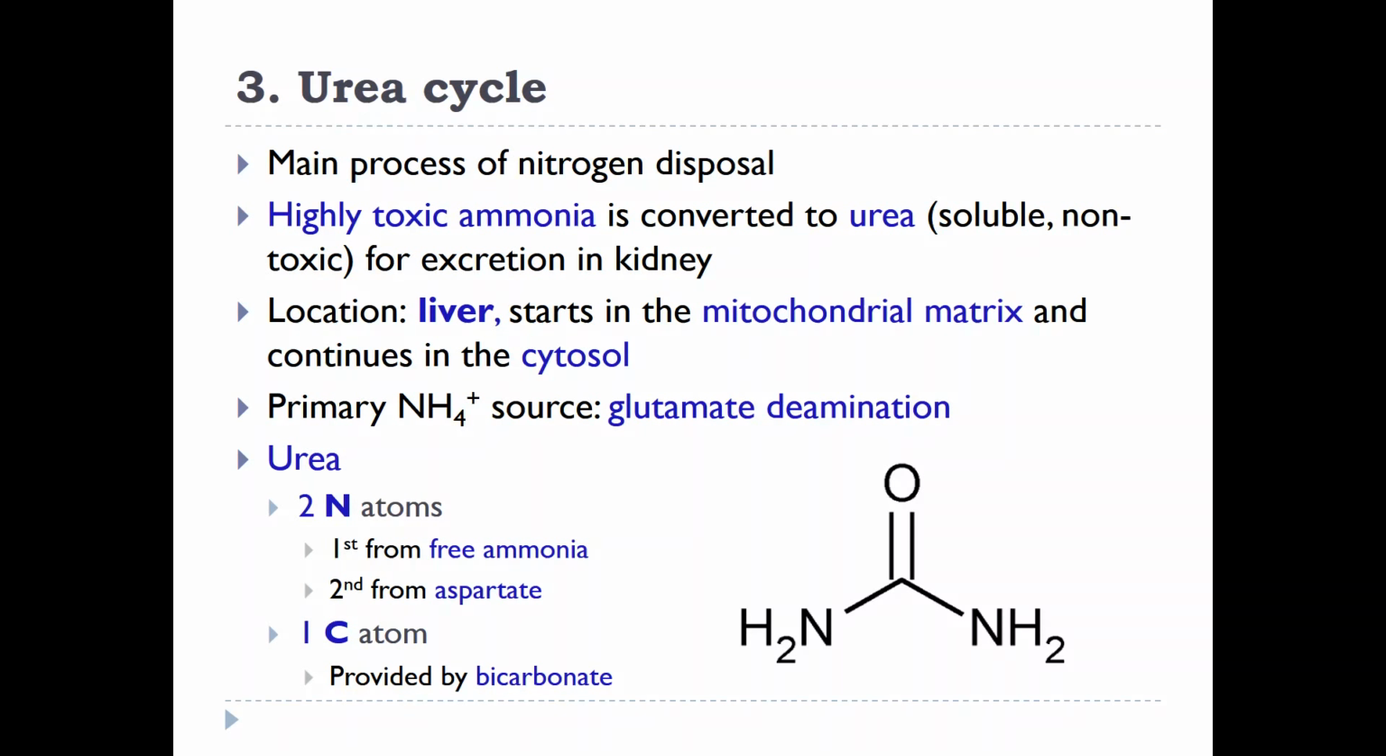However, it's happening in two different compartments of the hepatocyte. It begins in the mitochondria and it ends in the cytosol. The urea is a product molecule that has one carbon, which is derived from bicarbonate, and two nitrogens. The first one derives from free ammonia and the other one derives from aspartate. Both are acquired during the urea cycle.